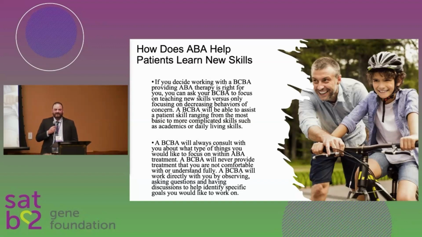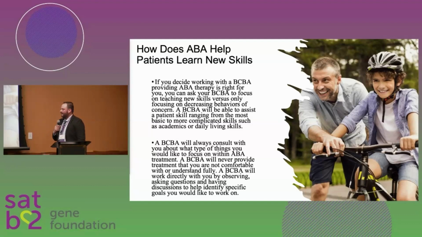Because it's just a fact that things change. Our children grow, our patients learn new things, our patients experience new things. So our treatment is always a working document. We are always going to be in constant communication with you all to design the course of treatment that is most effective for your family.